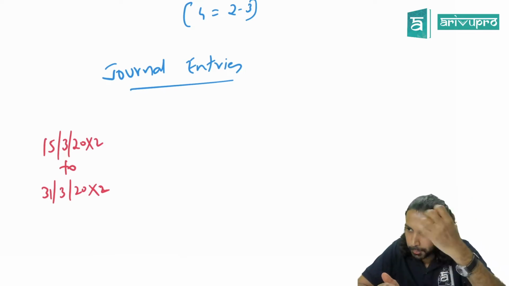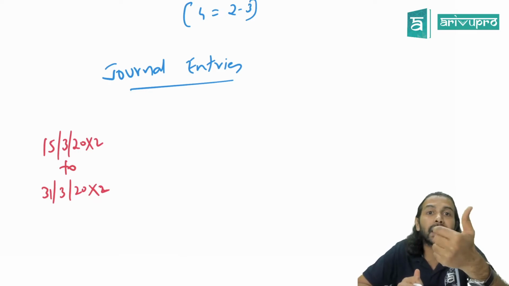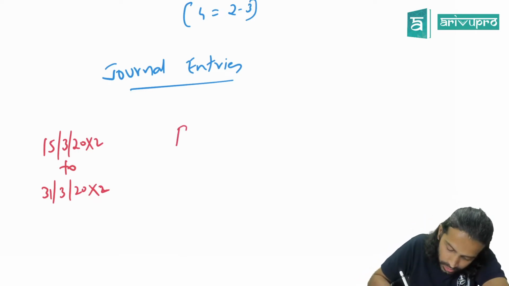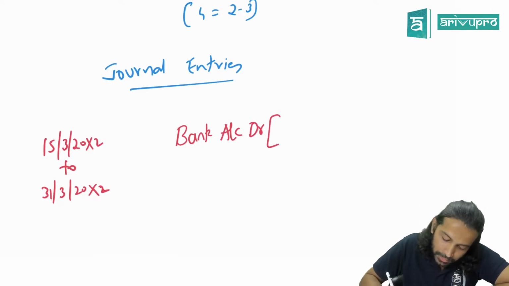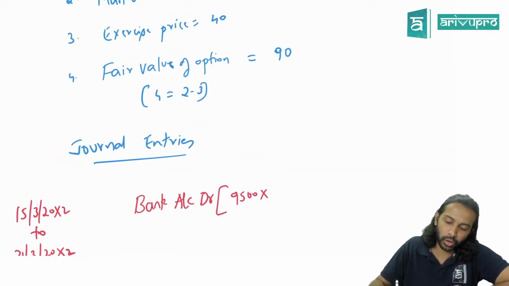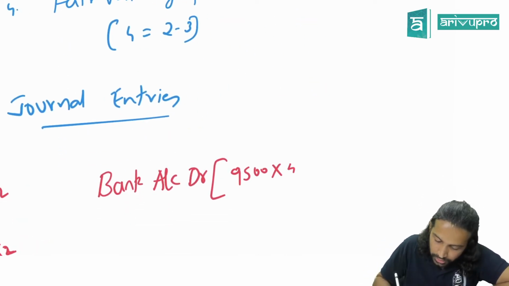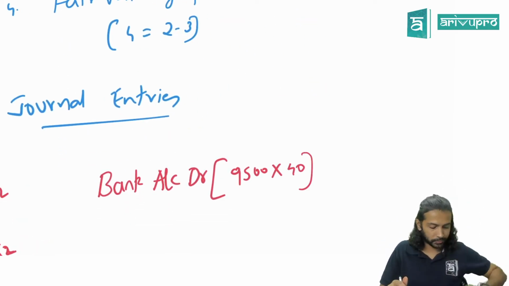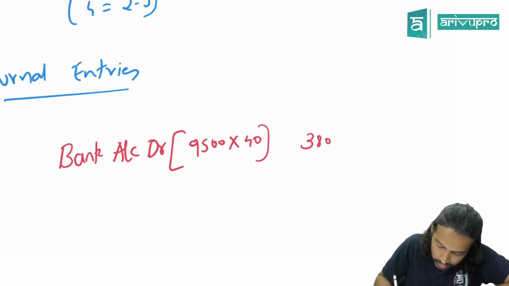On this particular day, employees will buy the share. If employees buy the shares, the company will get money. So the first journal entry will be bank account debit. How many shares did you offer to the employees? 10,000. Did they buy all 10,000 or just 9,500? Just 9,500. And on one share, how much will employees give the company? 40. So the money you're going to get is 40 per share. So 9,500 into 40 will give you 3,80,000.